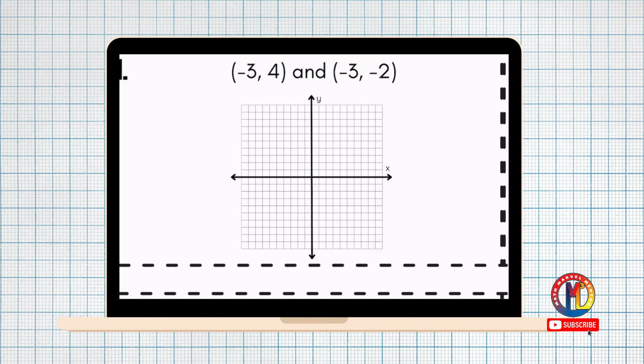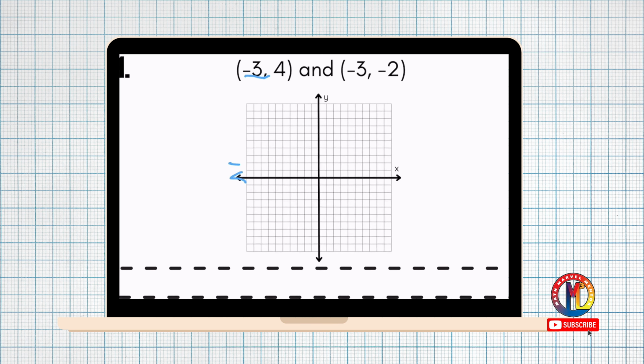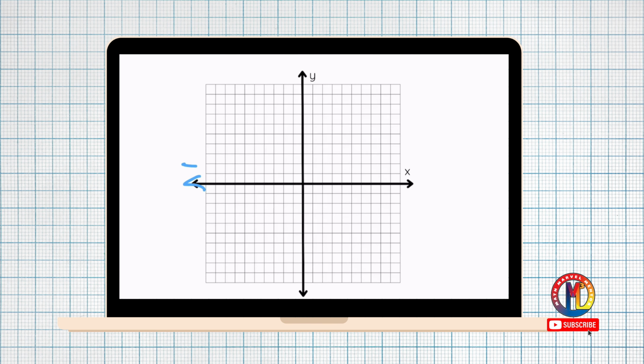So x is -3, so I know I'm going to go to the left of 0, and I'm going to zoom in a little bit more so we can see our coordinate grid better. 1, 2, 3 spaces, and then I'm going to go up 1, 2, 3, 4. So my first ordered pair is right here. Okay, and then now I'm going to graph -3. I already did that. Over to the left, -3 spaces, and then I'm going to go down, okay, 2 spaces, 1, 2.